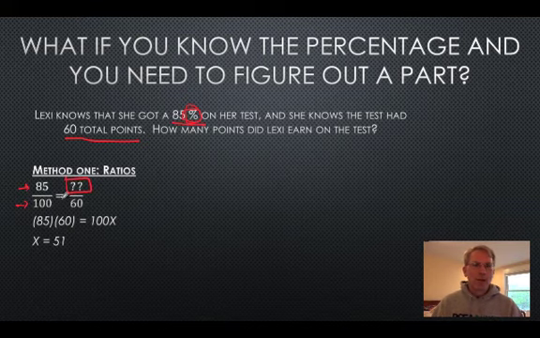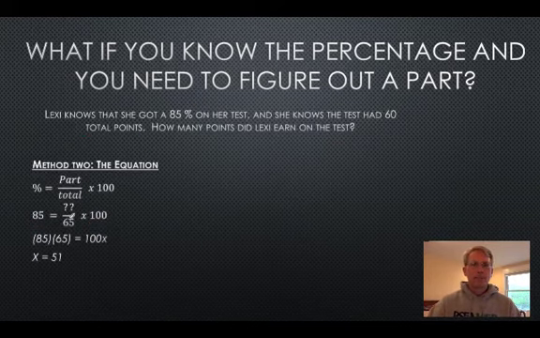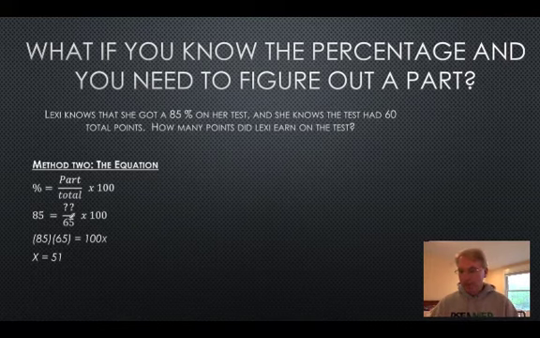So we're going to cross multiply, and that gives us 85 times 60. And when I cross multiply the other way, that gives me 100 times x. If I divide both sides by 100, here we go, that will give me x equals 51. I can do it using the equation method too.